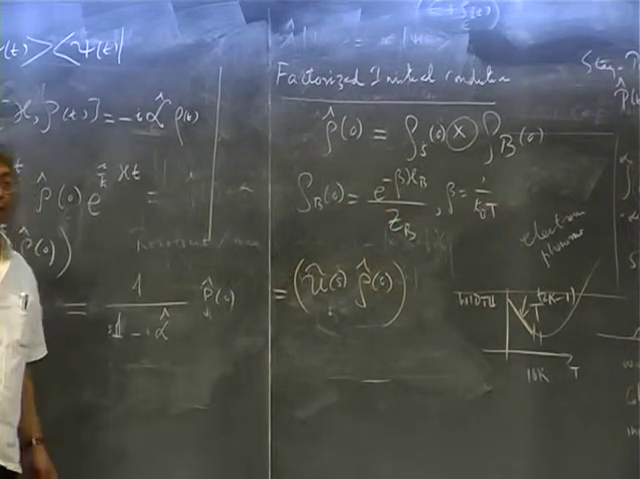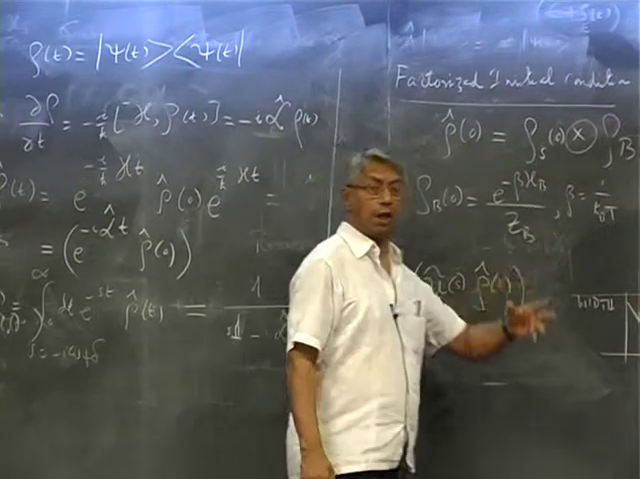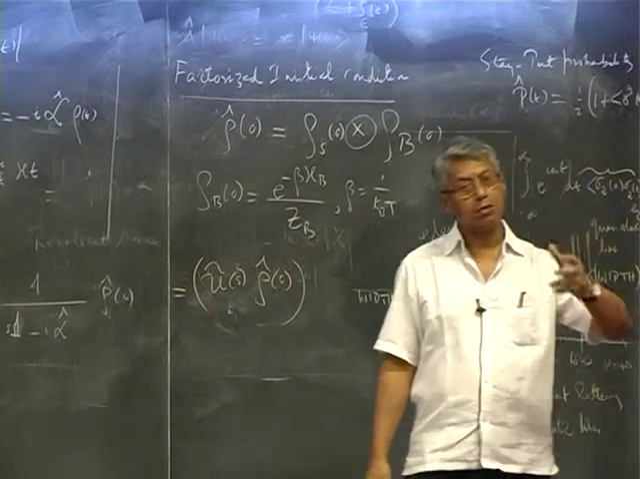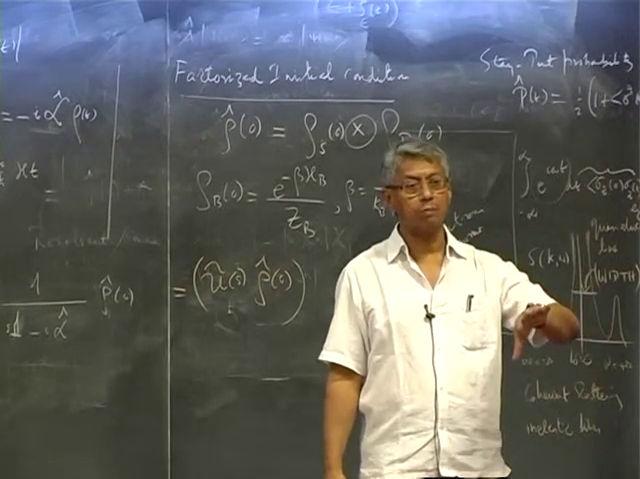Okay? And for rho system part, either you can start from an arbitrary initial condition, or you can imagine that your system was also in equilibrium with the bath at time t equal to 0.